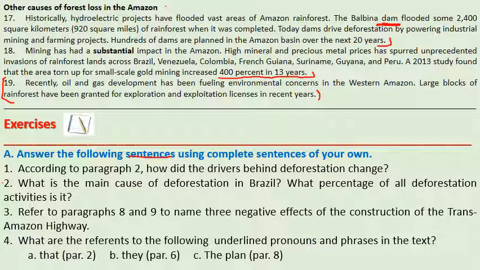Question 2, what is the main cause of deforestation in Brazil? What percentage of all deforestation activities is it? We said it was cattle ranching, raising cattle for beef, and it is around 70% of all deforestation in that place. Refer to paragraphs 8 and 9 to name 3 negative effects of the construction of that Trans-Amazon highway. Obviously, we said that it is giving more access to illegal activities, illegal logging, illegal colonization of the Amazon rainforest. And then the pronoun reference, we'll see them one by one.